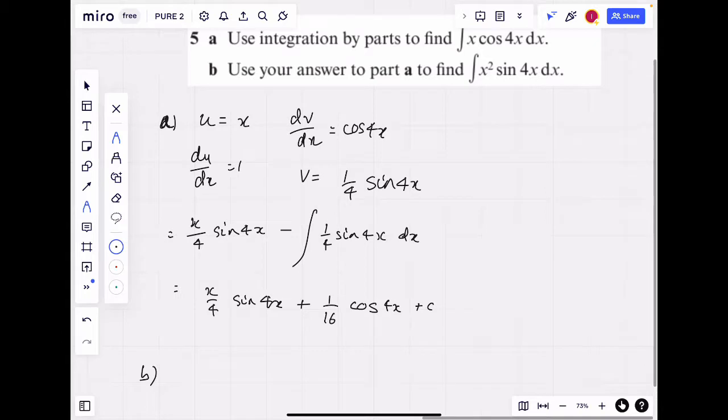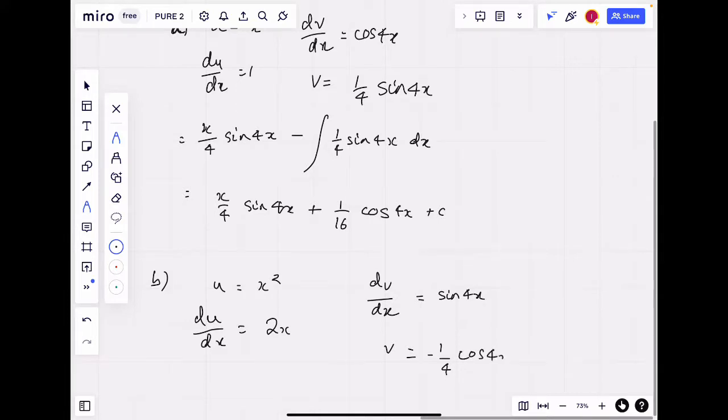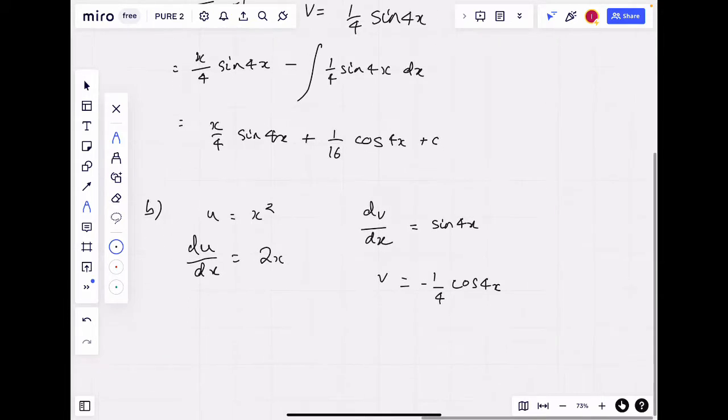Use your answer to part A to find the other one. You don't really need to use it, to be honest. I would just do it from scratch, really. u equals x squared. dv by dx is sine 4x. du by dx therefore would be 2x, and v would be minus a quarter of cos 4x. Cool?